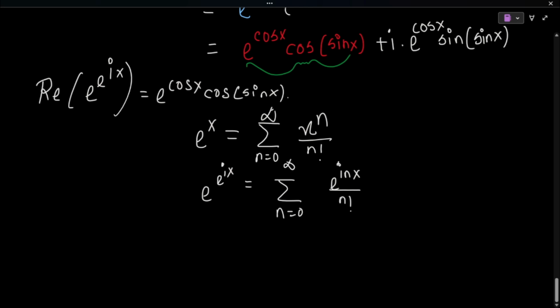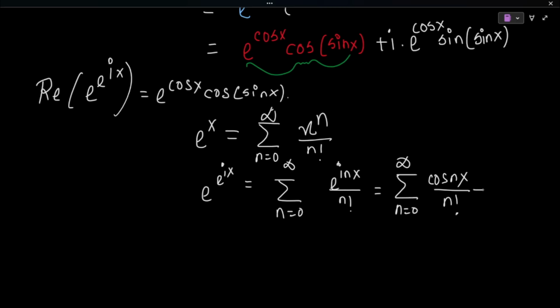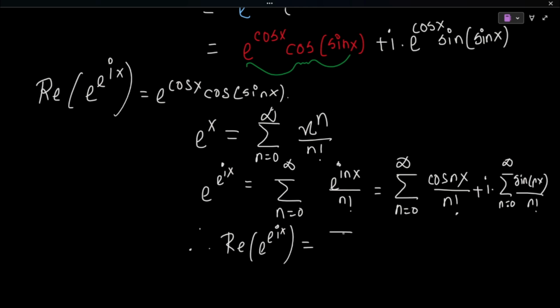And now, since we already know about Euler's formula, we can again write this as n equals 0 to infinity, and we can replace this with two different infinite series: cos nx by n factorial plus i times n equals 0 to infinity sine of nx by n factorial. And of course, the real part from this definition of e to the power e to the power ix simply comes out to be summation of n equals 0 to infinity cos of nx divided by n factorial. Now you can equate and you can understand why this is equal to this.